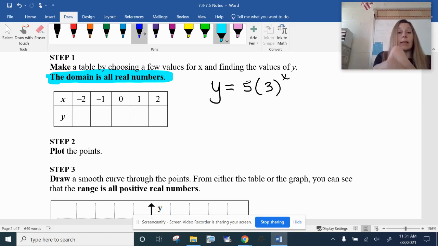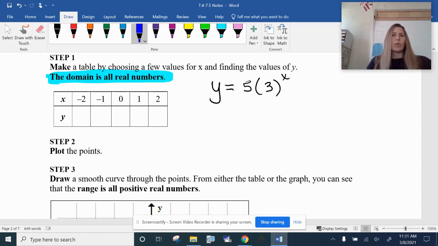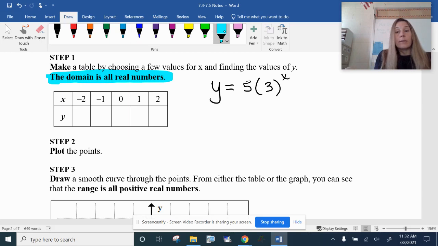What that means is, for your domain, you could plug in any value you want for x. Typically, you want to use a 0 and a positive 1 and a negative 1. And then if you want to expand out a little bit, a 2 and a negative 2 will get you a little bit more points to plot on your graph and help make your graph look a little more accurate. So in order to do this, we're basically just plugging in these x values in for the x, and then we're going to find those y values.